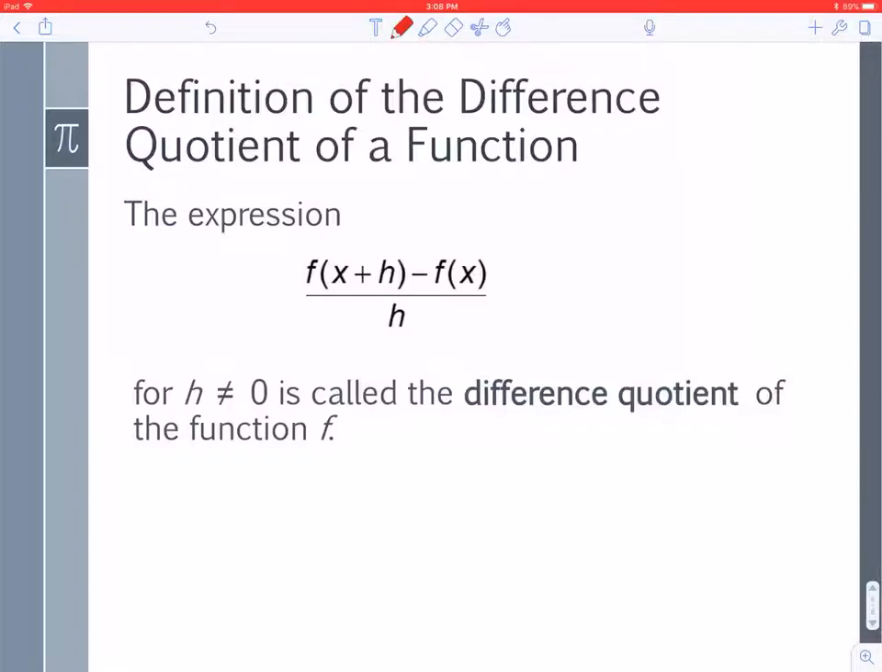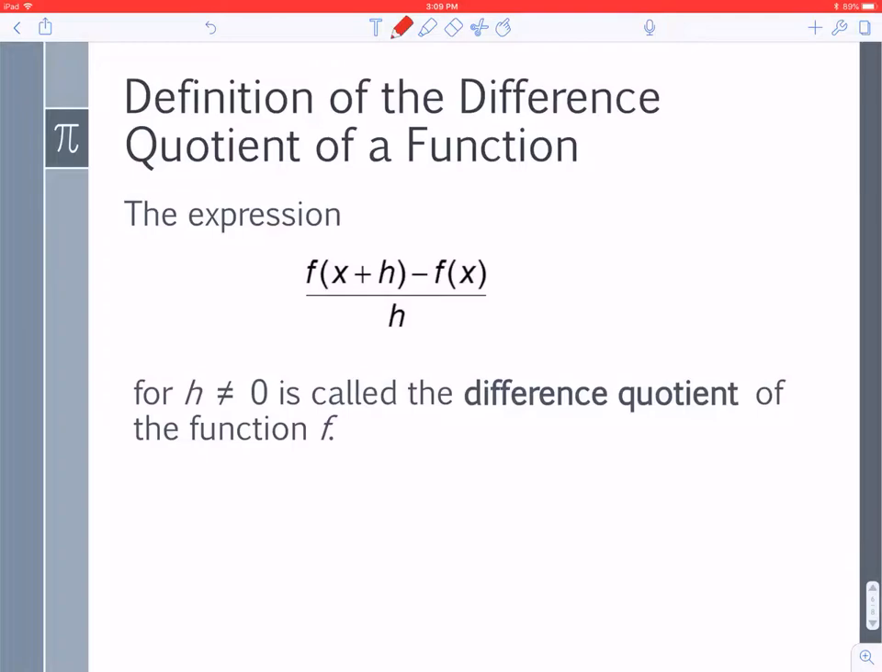The definition of the difference quotient is this expression we see on the screen. The difference quotient is defined to be f of x plus h minus f of x, divided by h. h cannot equal 0 because we can't divide by 0.